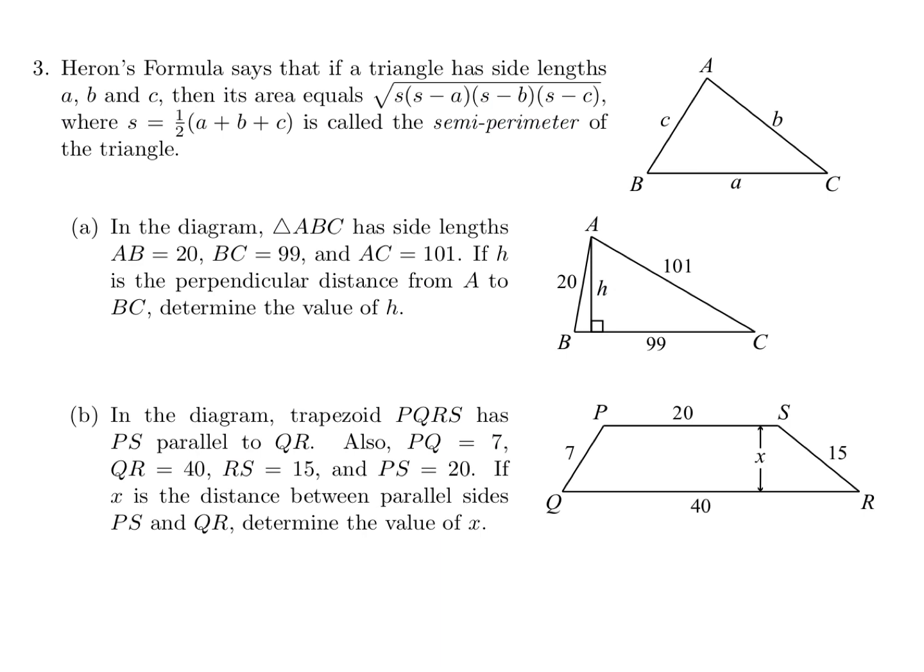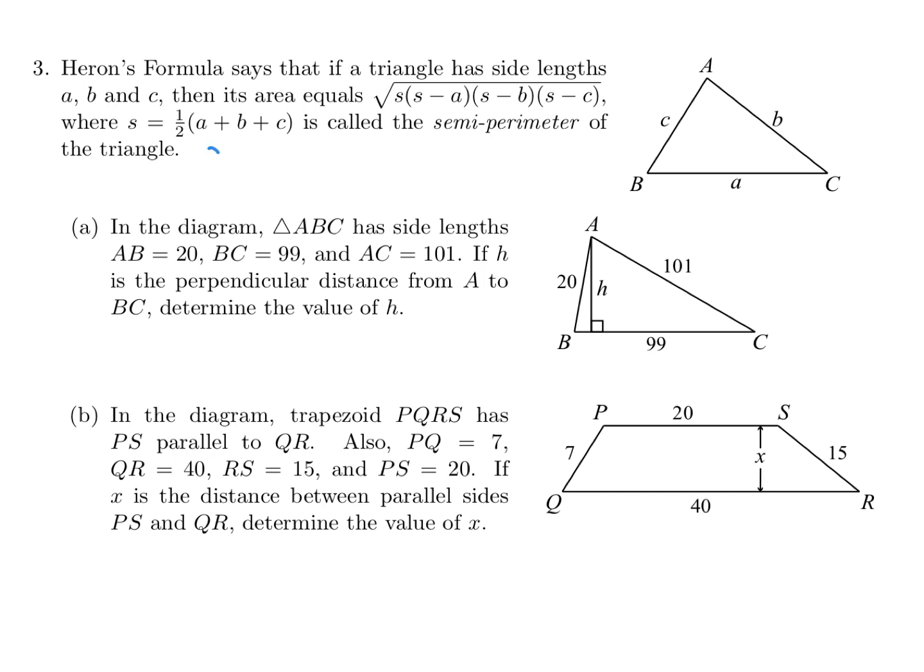Heron's formula says that if a triangle has side lengths A, B, C, then its area is equal to the square root of S times S minus A times S minus B times S minus C, where S is A plus B plus C divided by 2, which is the semi-perimeter of the triangle. In the diagram, the side lengths are 20, 99, and 101. If H is the perpendicular distance from A to BC, determine the value of H.